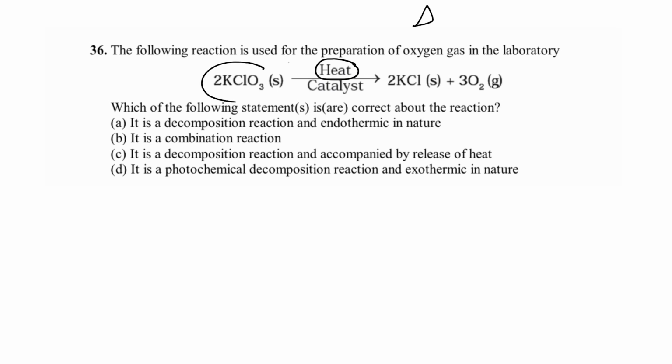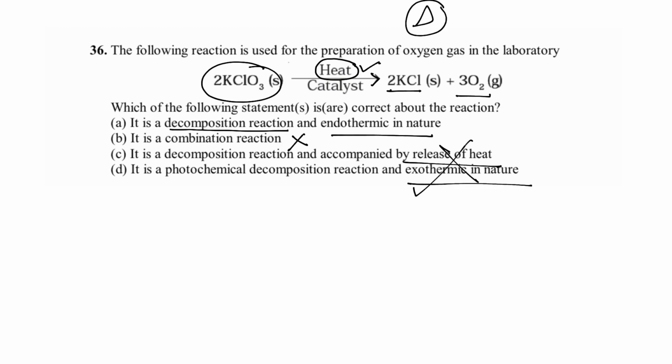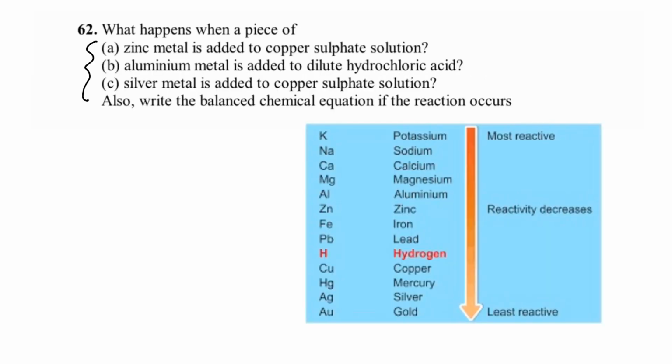Now check the reaction. You can see a single reactant undergoes reaction. You are getting two or more products. Obviously it is a decomposition reaction, and I already said if above the arrow mark heat is there, or if they are showing this delta sign, it is endothermic. So it is a decomposition reaction and also endothermic in nature. It is not a combination reaction. No release of heat, not exothermic. So option A is correct.